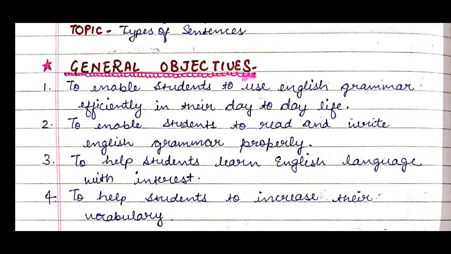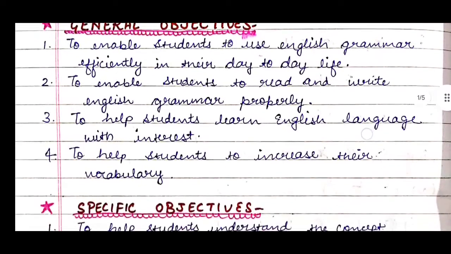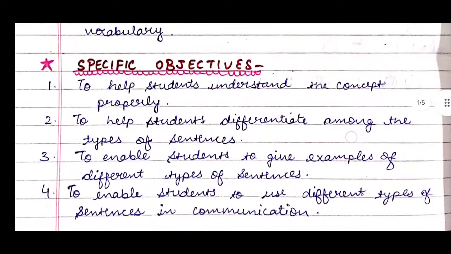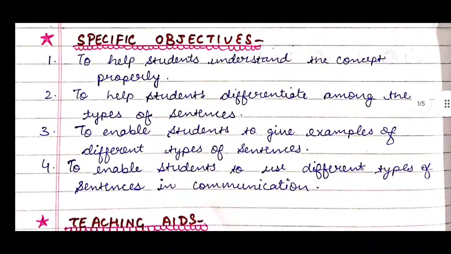So these general objectives are our aims, what we want to achieve when we are teaching this subject. And after that we write specific objectives. These are our aims as a teacher to achieve when we end teaching the topic. So these are related to the topic.